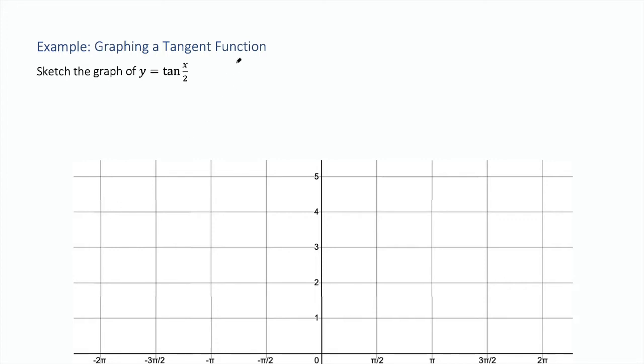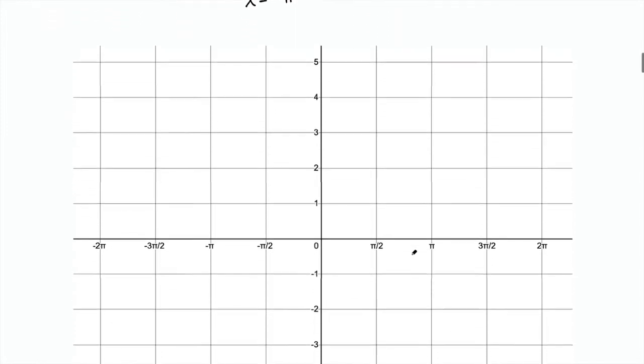So we have x over 2 as the input, and we set that equal to negative pi over 2, and we set it equal to positive pi over 2, and solve for x. So if I multiply both sides by 2, I'll get x equals negative pi. And here, multiply both sides by 2, we get x equals pi. So those are going to be the values of the asymptotes.